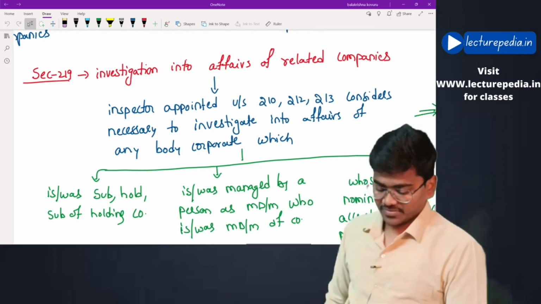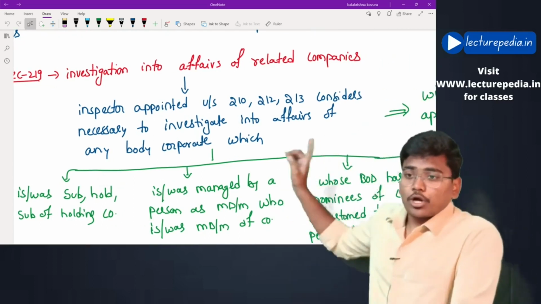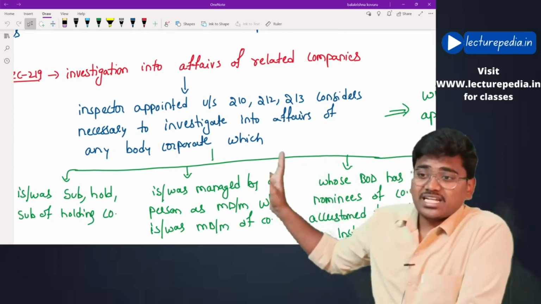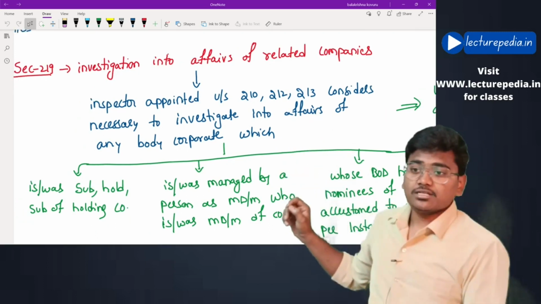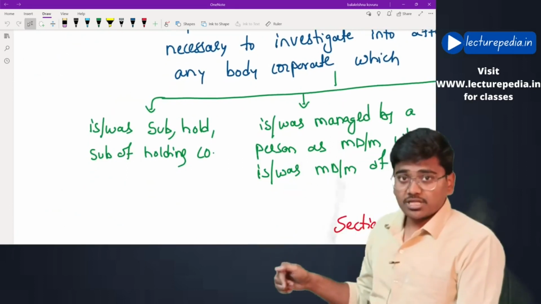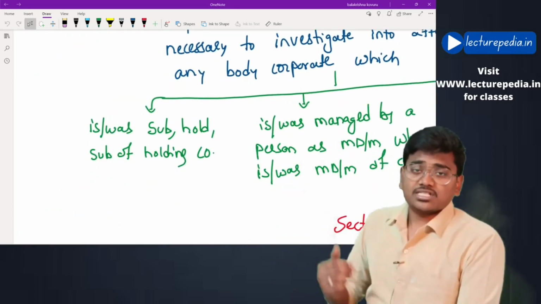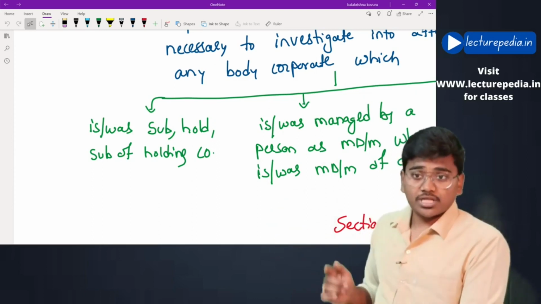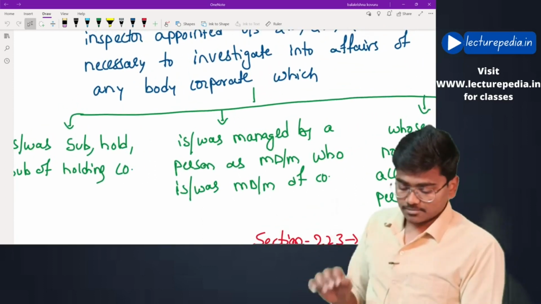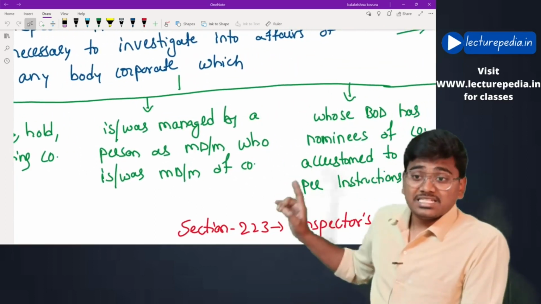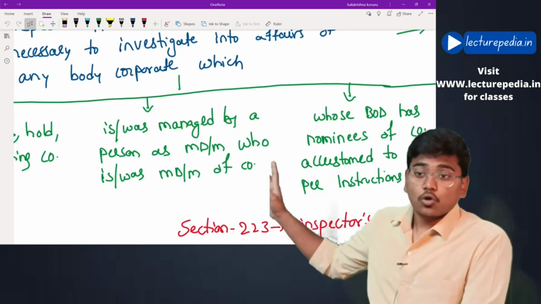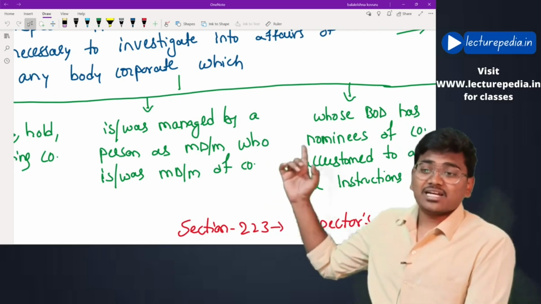Let us see. The inspector appointed under section 210, 212, 213 considers it necessary to investigate into affairs of any body corporate which is or was a subsidiary of the company of which the investigation is being conducted, or holding of the company, or subsidiary of the holding company of this company. Or is or was managed by a person as a managing director or manager who is or was managing director or manager of the company.